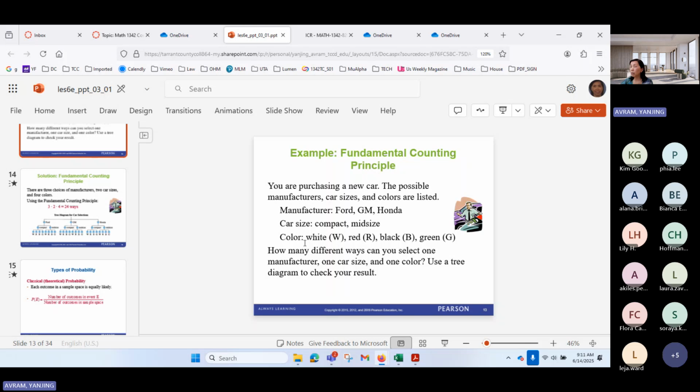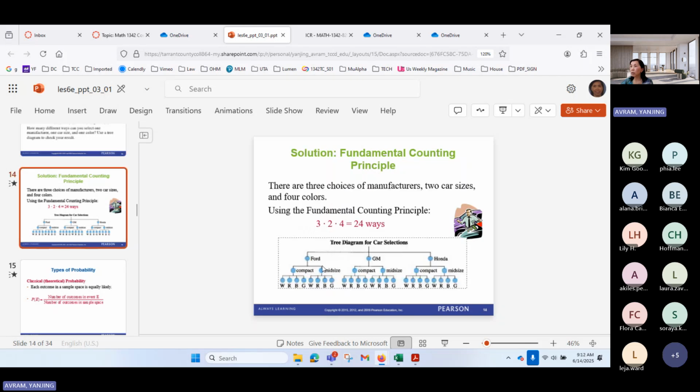You can draw what is called a tree diagram. So this is considered a tree diagram: 3 manufacturers, and then you can have 2 car sizes, and then each one has a different color. This kind of diagram is called a tree diagram. You can see all the detail, but when it gets bigger it gets too tedious. So we just use the fundamental counting principle, using the number of each category and multiplying together.